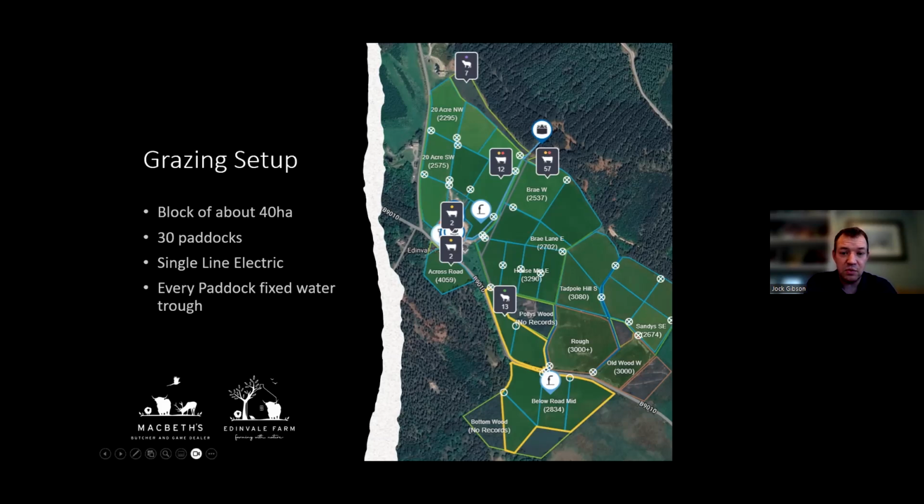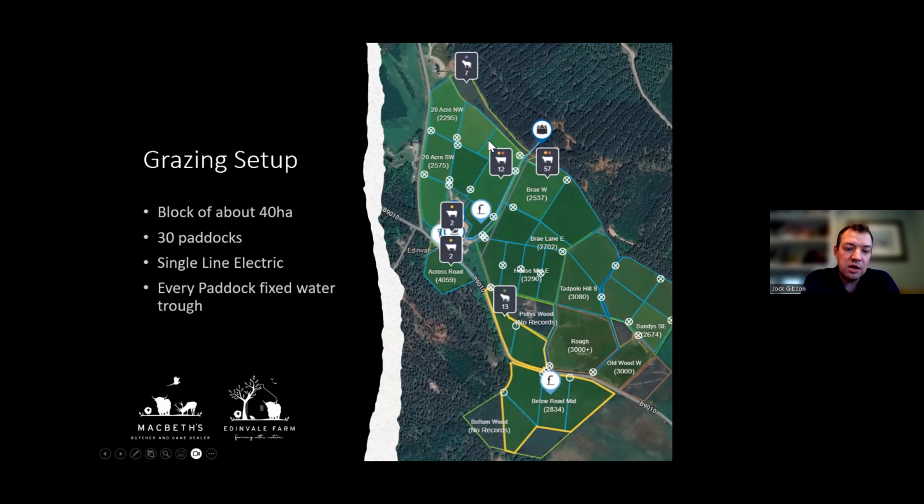Everything is split with just one single line of polywire, which goes up at the start of the grazing season, about March, and we keep it up there. They're still up just now at the beginning of November, and they'll come down over the next month or so, just to save the equipment during winter and snow. Because of our experience with water and the fragility of our water supply, we have put in fixed water troughs, so that one water trough will probably supply 2 or sometimes even 4 paddocks in any one place.